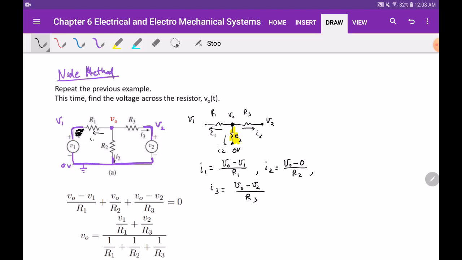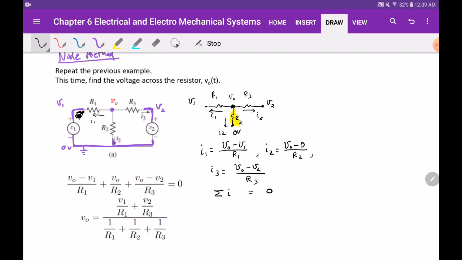Now, what do you know about the junction law? It says that all the current going in has to be equal to all the current that's going out, or the summation of all the current must be equal to 0. All the current going out of the node must be equal to 0. So you have the following equation right here. On the left hand side, this is your I1, this is your I2, that's your I3 coming out of that node.